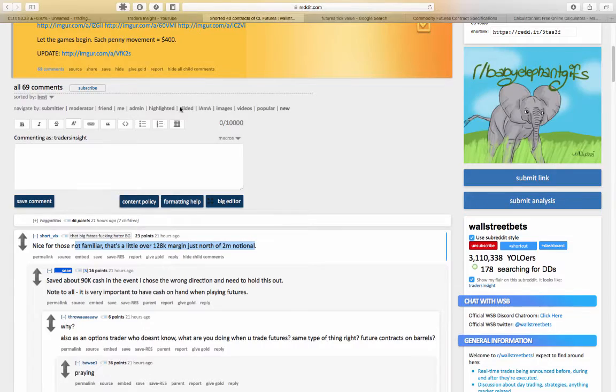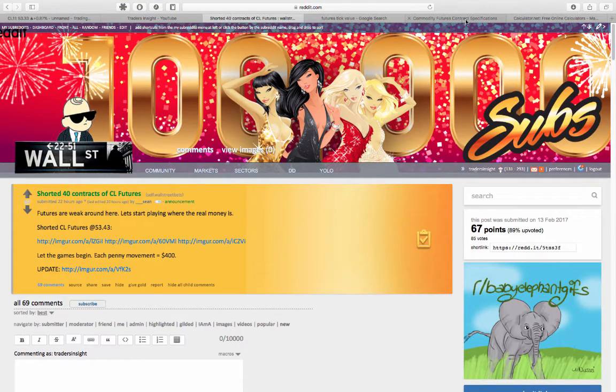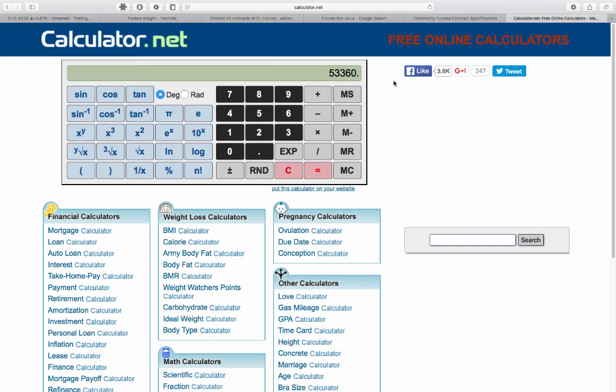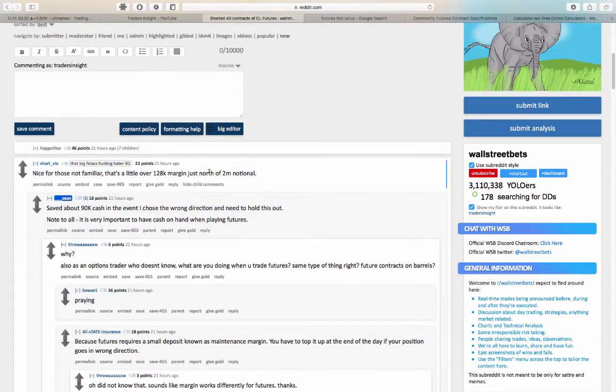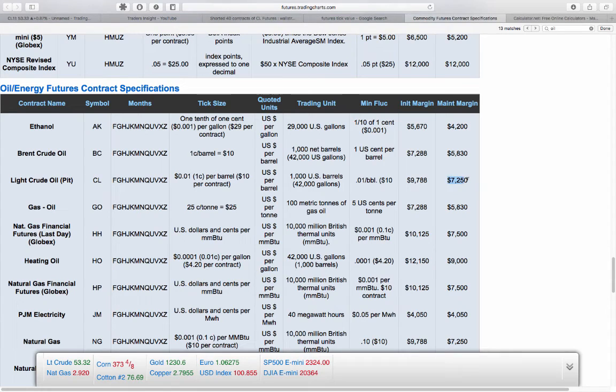And then, because he had 40 contracts that he opened a position with, we're going to come back and multiply this times 40. So that's going to give us a notional value of just over $2 million, which was encapsulated in the first comment here. So notional value of $2 million, and then the 128K is simply this right here, the maintenance margin, which is the money that's required to maintain the leverage in case there's losses, which is the 7,250. So if we multiply 7,250 times 40, it's going to give us around 128,000.